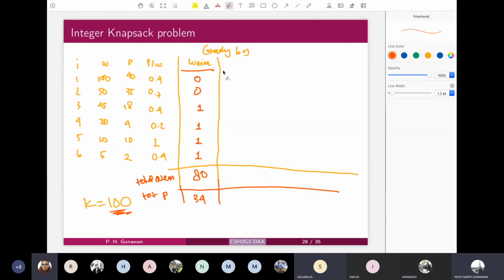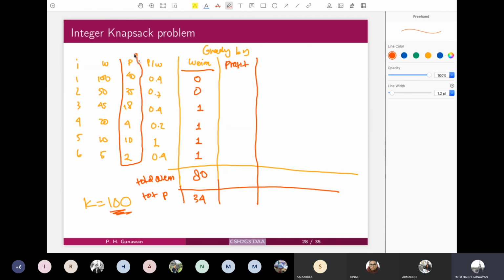Okay, sir. Now greedy by profit. So greedy by profit means you look at this one. Which one is the highest profit? The highest profit is 40, right? You choose this one. But you already have 100 weight. So that means you couldn't pick anything. The total is 100, but you need the 40.